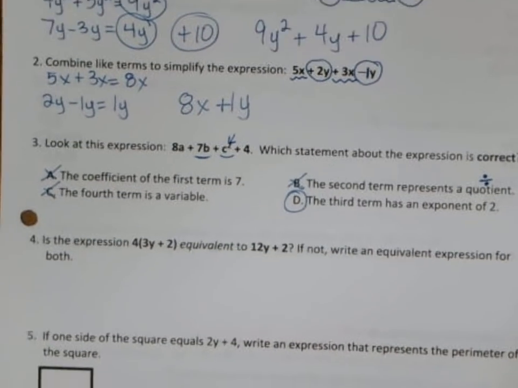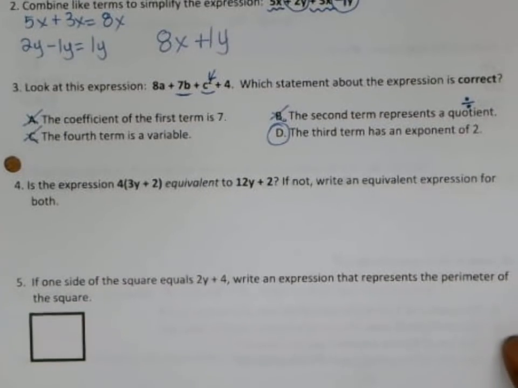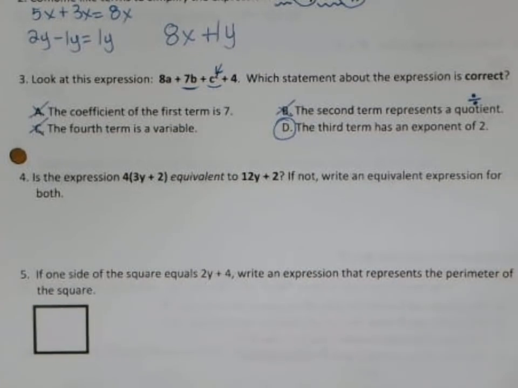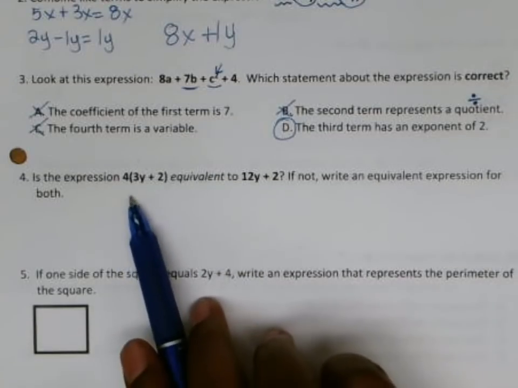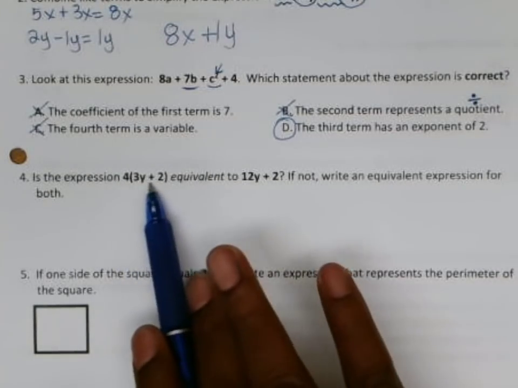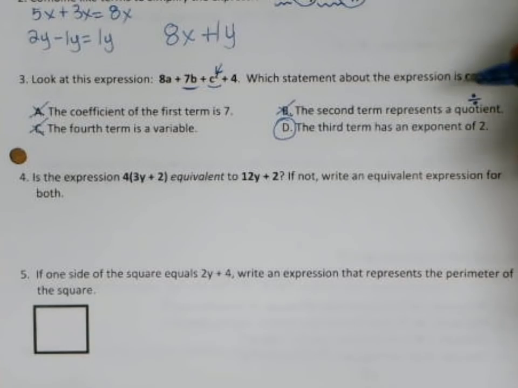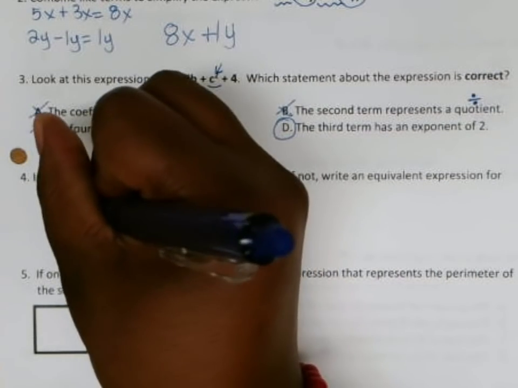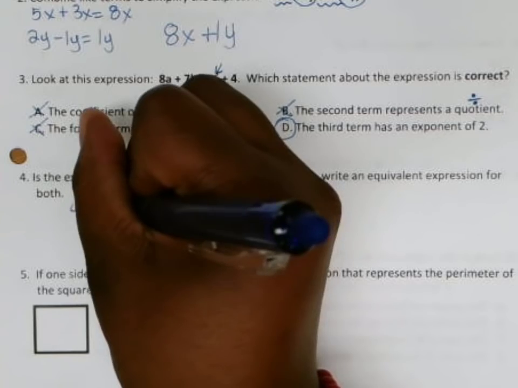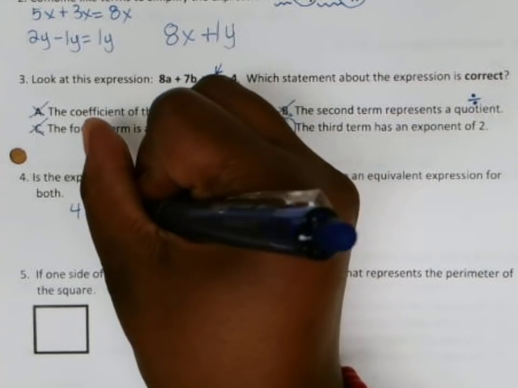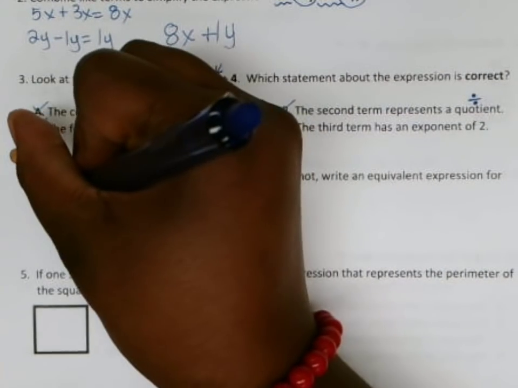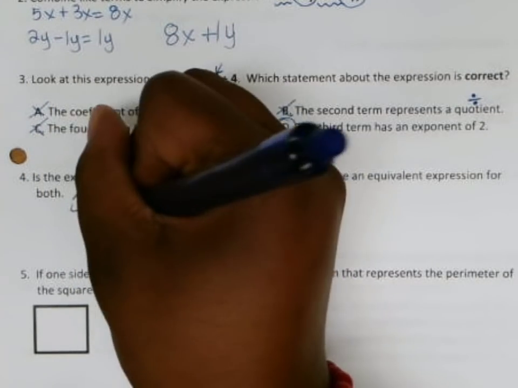Now, number 4. Is the expression 4 times 3y plus 2 equivalent to 12y plus 2? If not, write an equivalent expression for both. All right, so in order to see whether or not these two are equivalent, I see that this is set up for the distributive property. So I am going to perform the distributive property in order to see if it gets me back to that expression over there. So that means I'm taking my 4 and I multiply it by 3y.